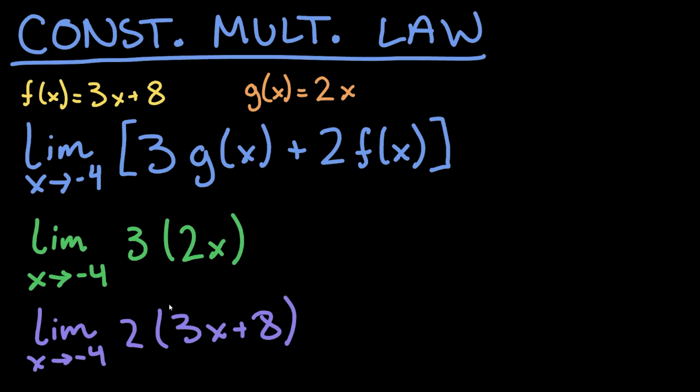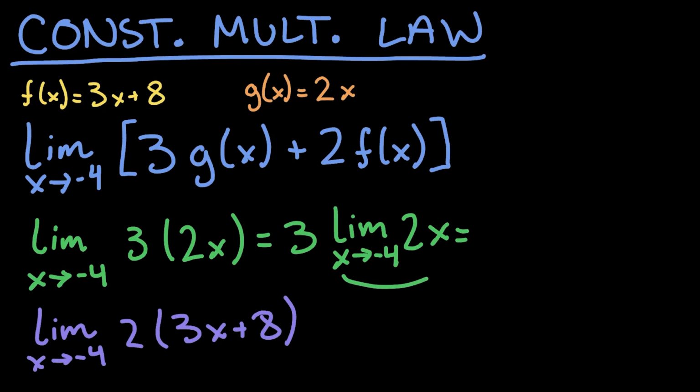So now that we have our function broken down a little bit, let's go ahead and evaluate 3 times 2x first. So according to this law, we're able to move the constant 3 to the outside of our limit of 2 times x like so. Then we can go ahead and evaluate our limit, which in doing so we get -8, and then multiply it by 3, where we get 24.